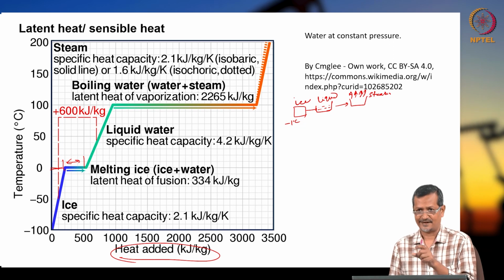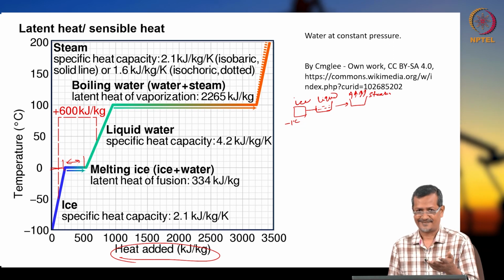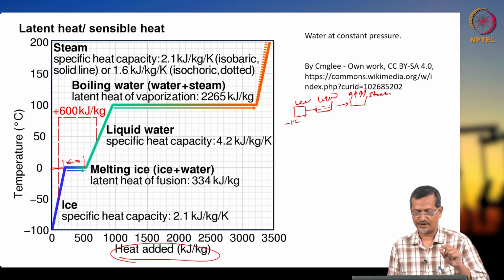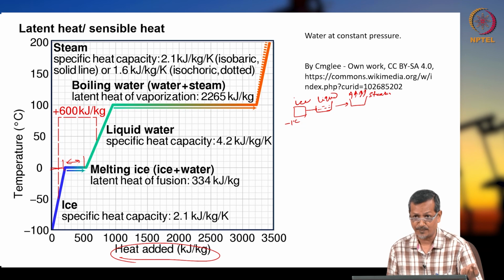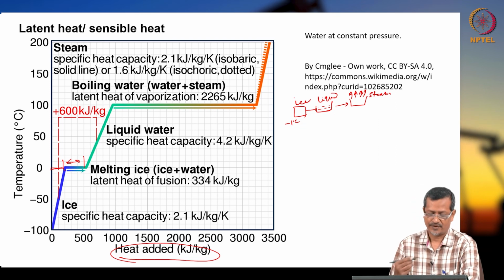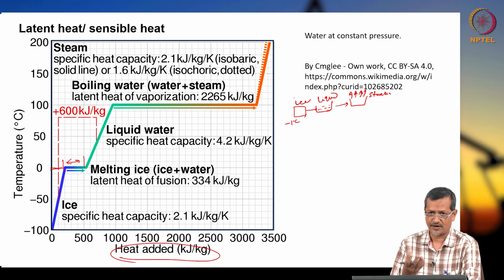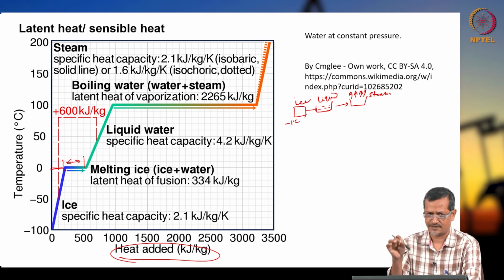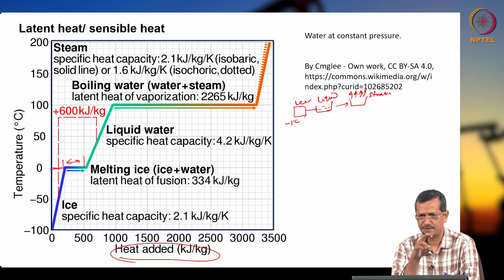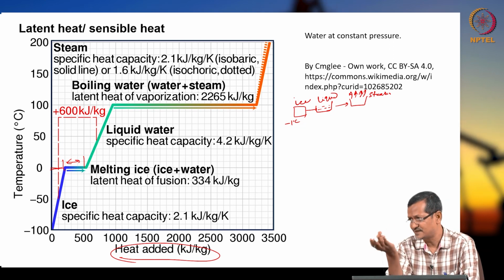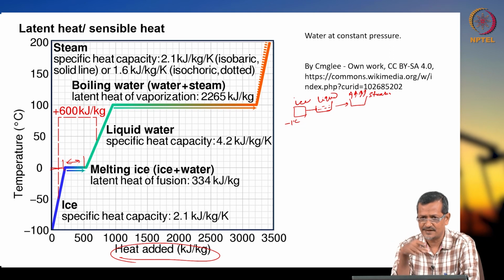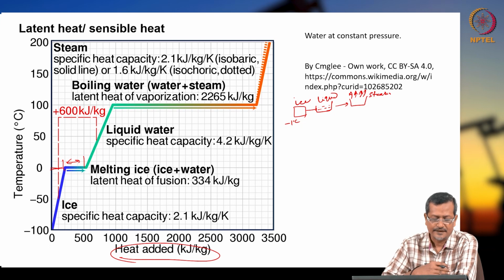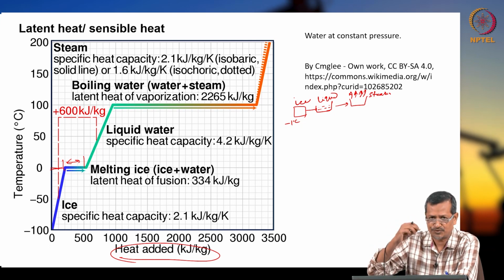Okay. Latent means hidden, so there is some hidden heat. It will take some amount of hidden heat, and you cannot sense it using your thermometer. But if you have an instrument to measure how much heat you are giving, you can measure that. The thermometer will not show any increase in temperature, it will show only 0 till it completely melts. Then again it will start increasing.